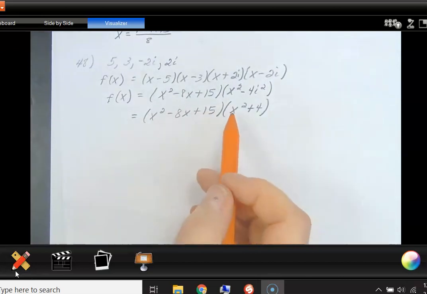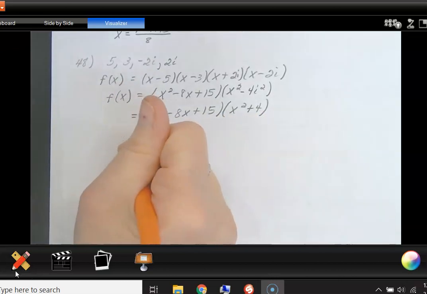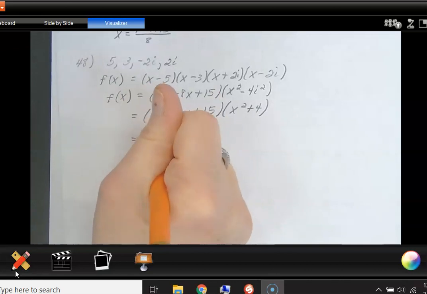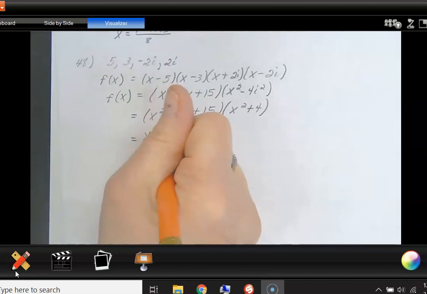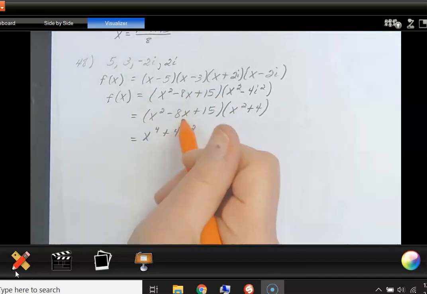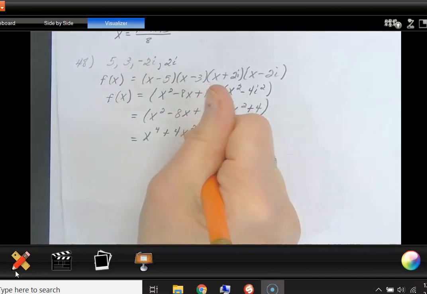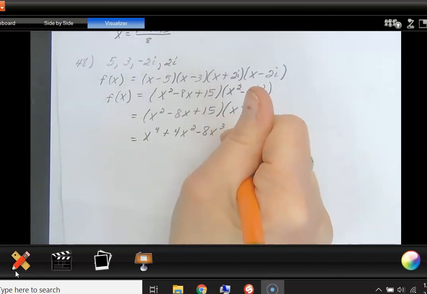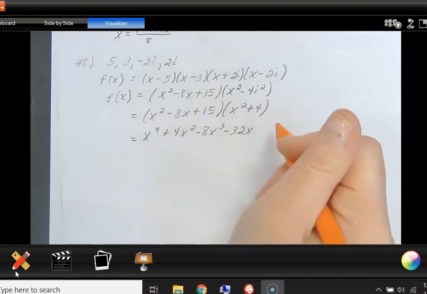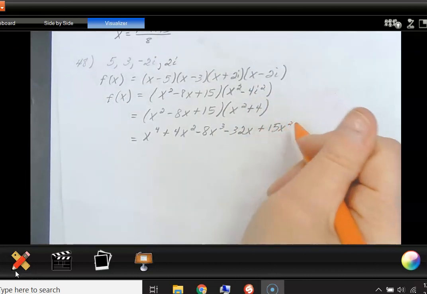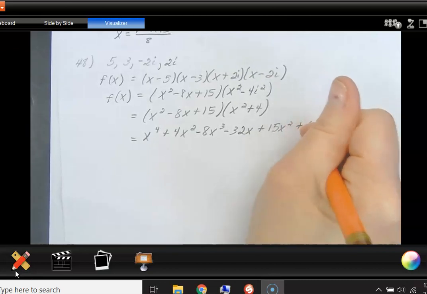Now, we need to distribute throughout here. So I'm going to multiply each of these two terms by an x squared, giving me x to the 4th plus 4x squared. Distribute the negative 8x gives me negative 8x cubed minus 32x. Distribute the 15: plus 15x squared plus 60.